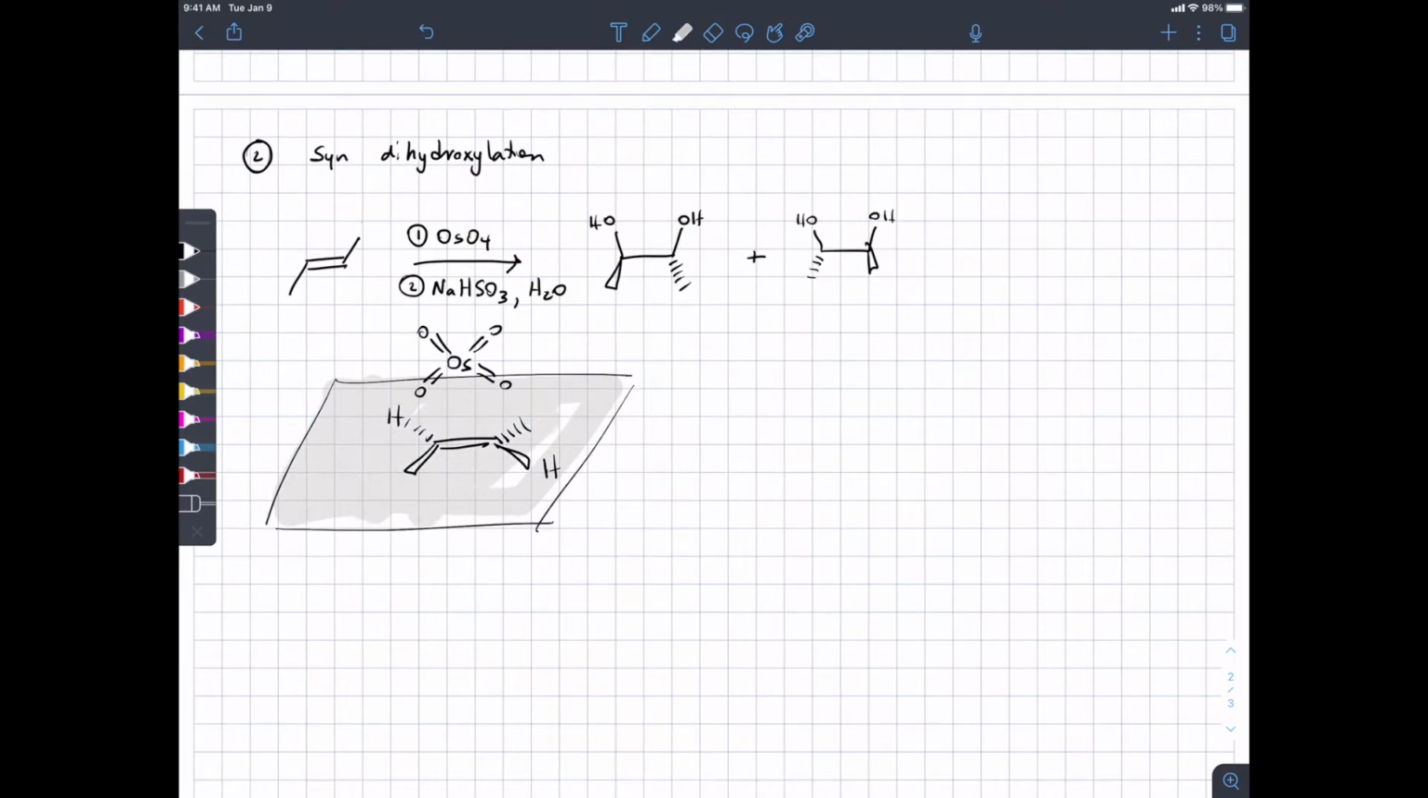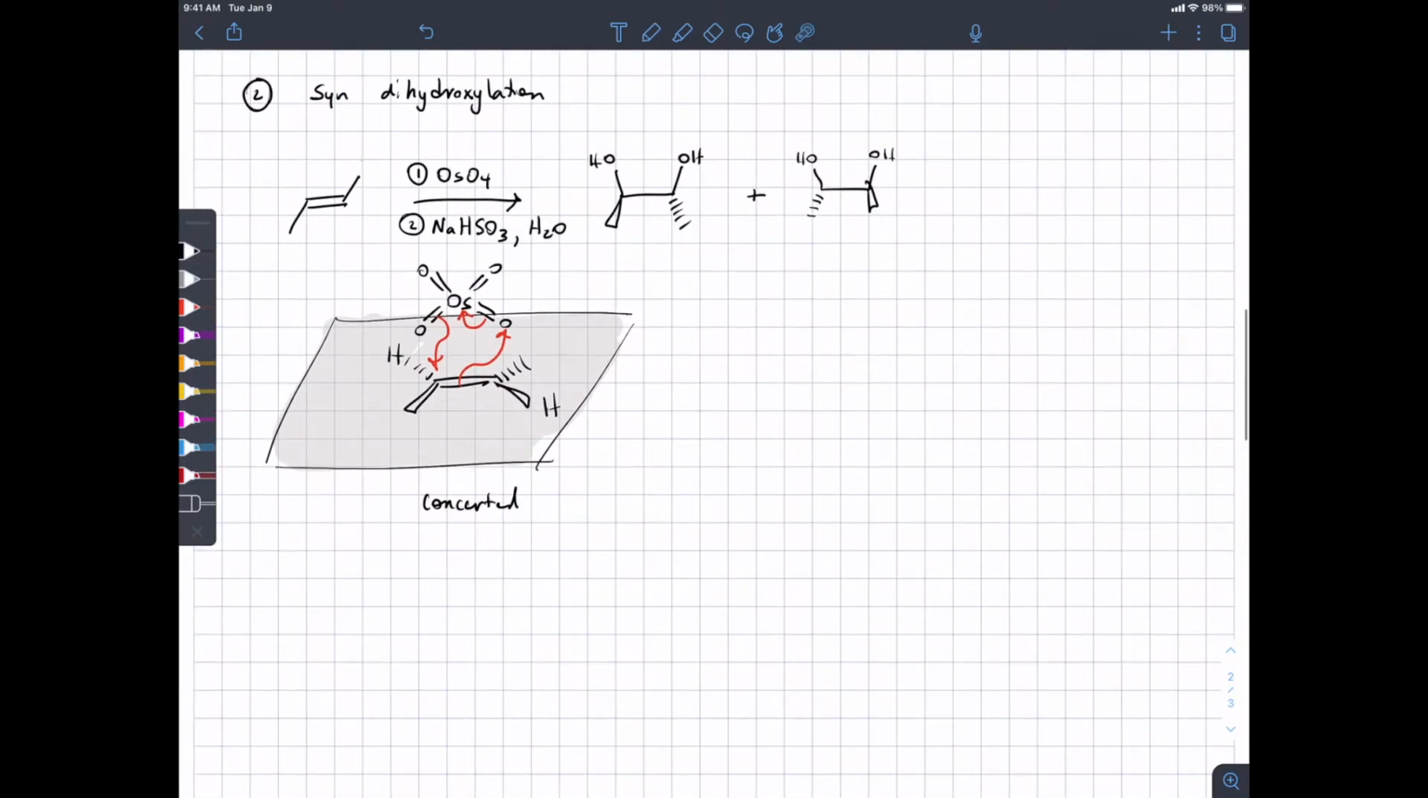Okay, so the alkene's in the plane, osmium comes down from above, the pi bond attacks an oxygen, electrons move onto osmium, and then we make another oxygen-carbon bond. And that happens all in the same concerted step. So just like epoxidation, those two bonds form at the same time, and so both of them form on the same face of the alkene. So your product after this step looks like this.